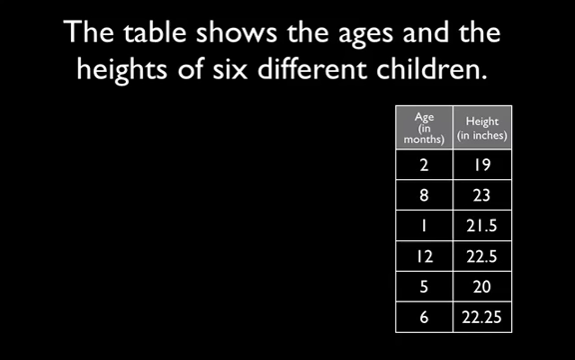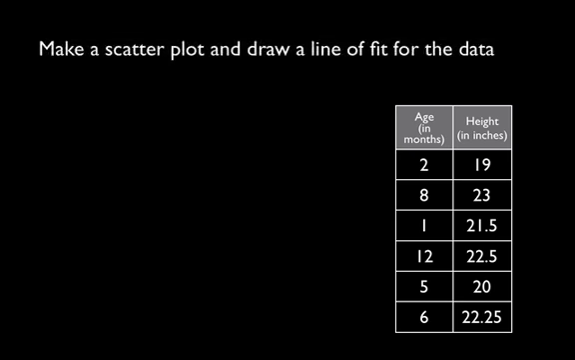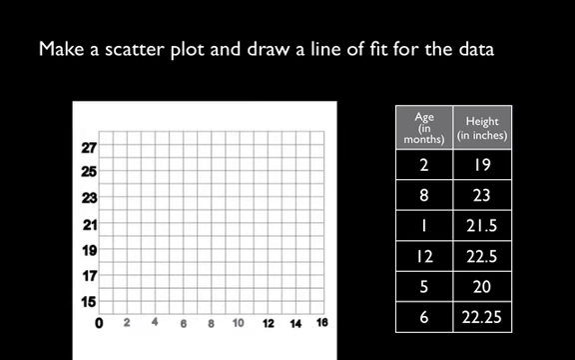Here we have a table showing the ages and heights of 6 different children. Children are going to be very different, and just because one is 2 months in age doesn't mean that one that's 12 months in age is necessarily going to be larger. But they vary, so don't get hung up on the ages and the heights. So let's make a scatter plot and draw a line of fit for the data that comes up. So here's where we'll do our scatter plot.